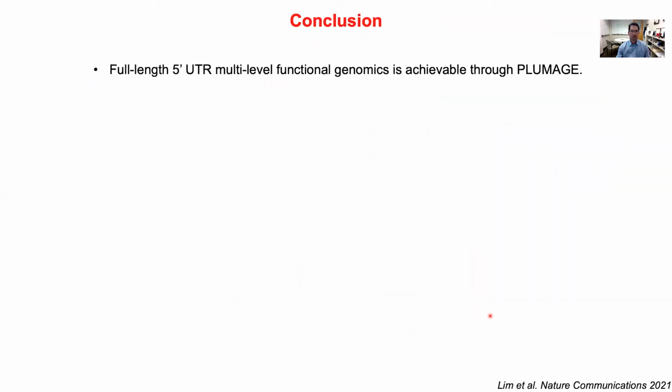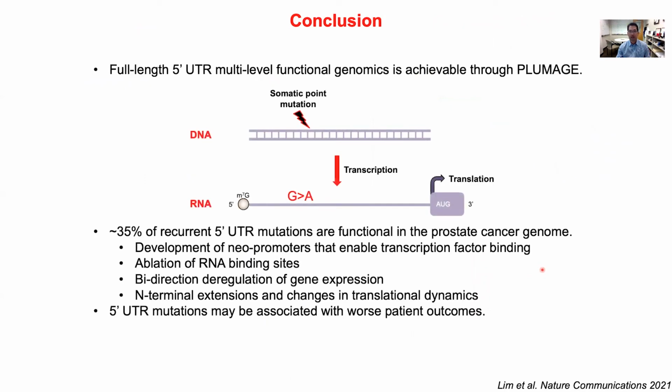So in summary, full-length 5' UTR multi-level functional genomics is achievable through PLUMAGE. Through PLUMAGE, we saw that 35% of recurrent 5' UTR mutations are functional in the prostate cancer genome. This could be done at the level of the DNA, creating neopromoters, or at the level of RNA, ablating RNA binding sites. There could be bi-directional effects, as we've shown with CARS, and it could lead to N-terminal extensions, which can change translational dynamics. And importantly, 5' UTR mutations may associate with worse patient outcomes.